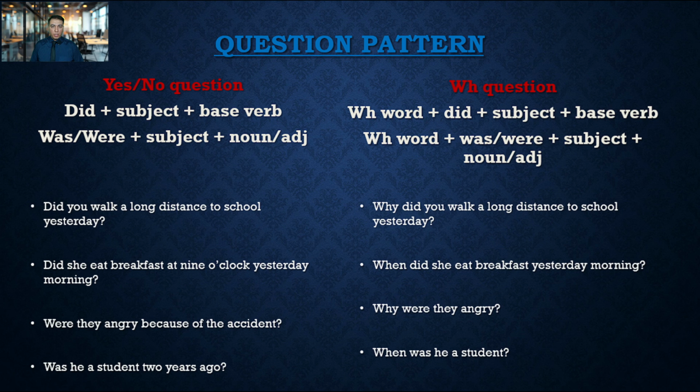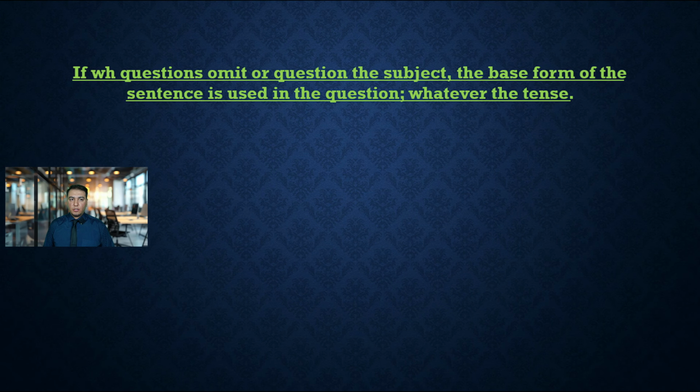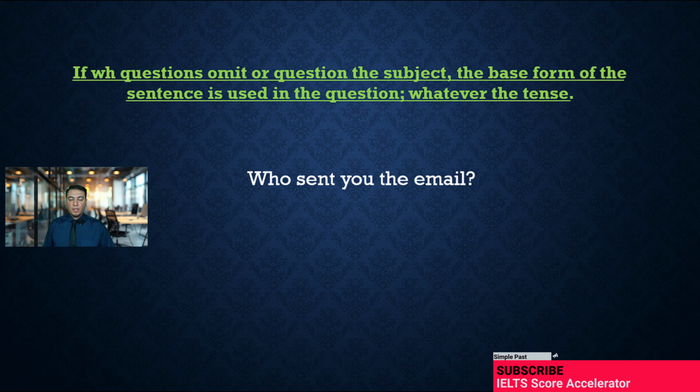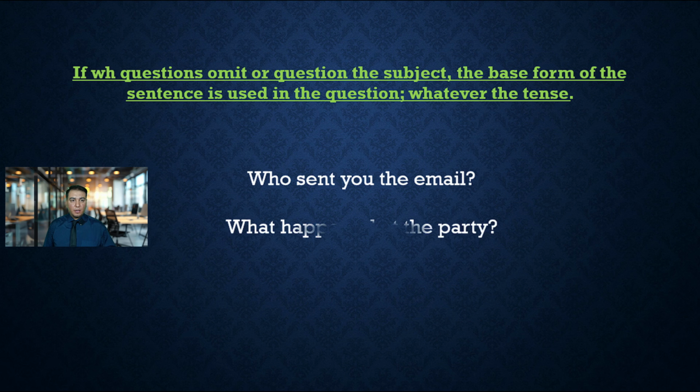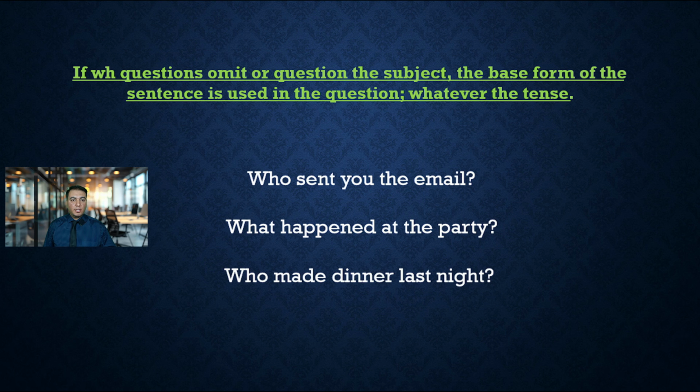Here's a very important tip for you to learn. If WH questions omit or question the subject, the base form of the sentence is used in the question, whatever the tense. For example, who sent you the email? In this question, I don't have any subject, so I don't use did or a base verb in this question. Another example is, what happened at the party? As you can see, I don't have any subject and did in this question. Who made dinner last night?